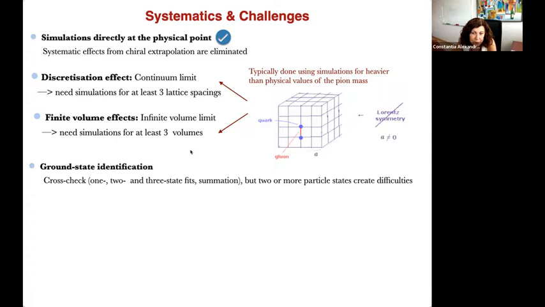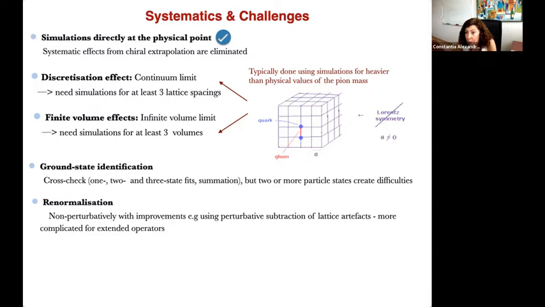There are other uncertainties that we have to deal with, and I will say a little more on this later on, which are called ground state identification, and I will explain this in a moment. This creates difficulties, especially when we do a calculation at the physical point. We have to renormalize. You heard this from Massimo. This is a non-trivial task that we have to do. We have made tremendous progress here. We usually do non-perturbative renormalization. There are complications if you make your observables more complicated. Apart from ultra-local operators, we now also use extended operators, and the renormalization there is quite tricky. But I believe that we know how to do a proper non-perturbative renormalization for most quantities of interest, at least in this talk.